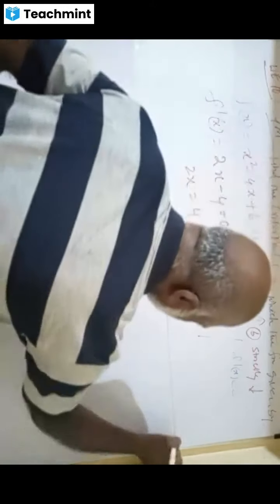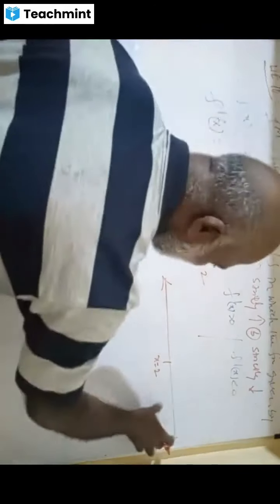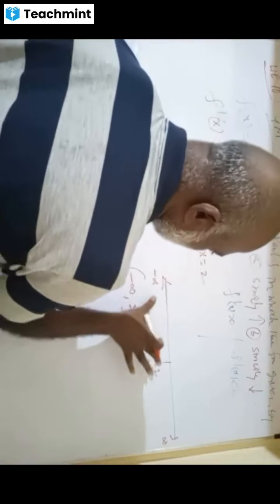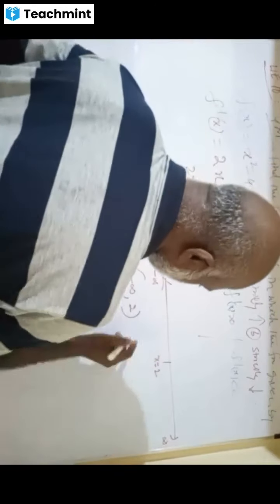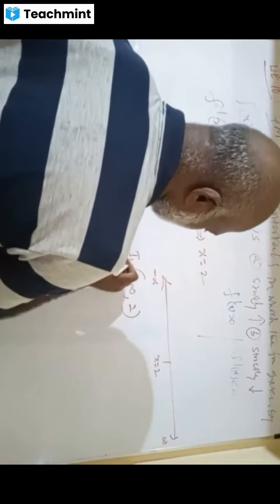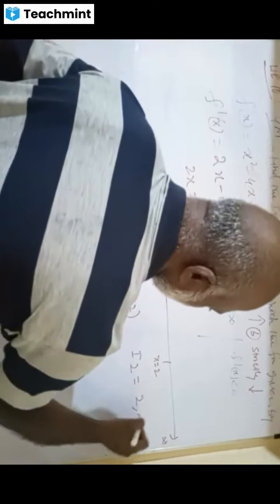Friends, you take a number line like this, put x equal to 2 here. Now this whole number line is divided into two intervals. One is minus infinity to 2, from here to here. The other one is 2 to infinity. This is the first interval, interval 1, and interval 2 is 2 to infinity.